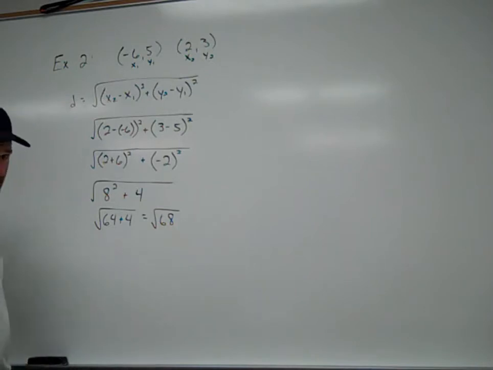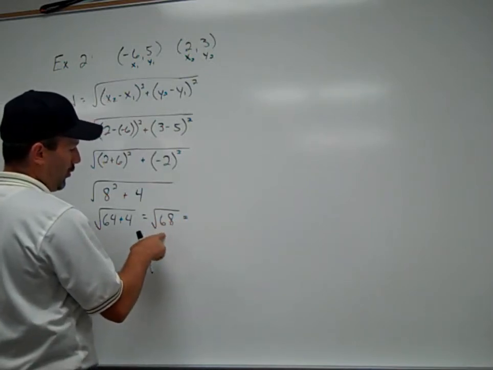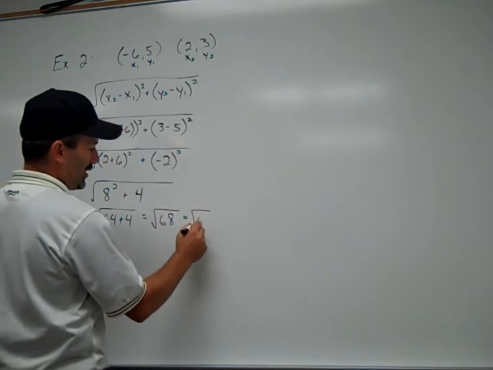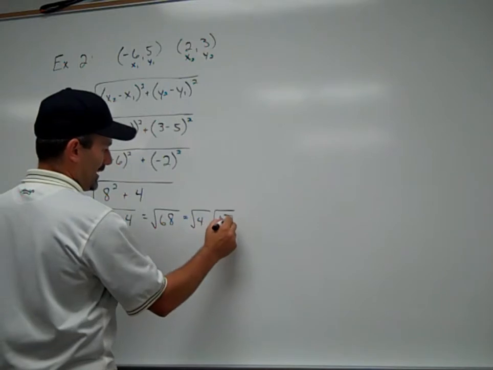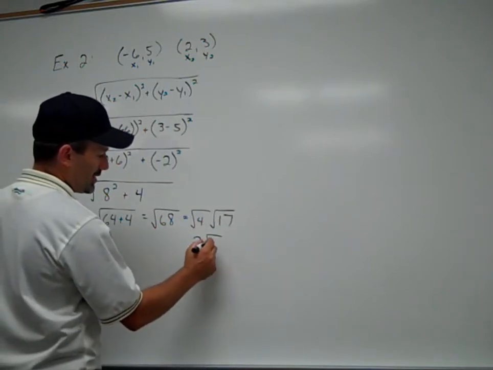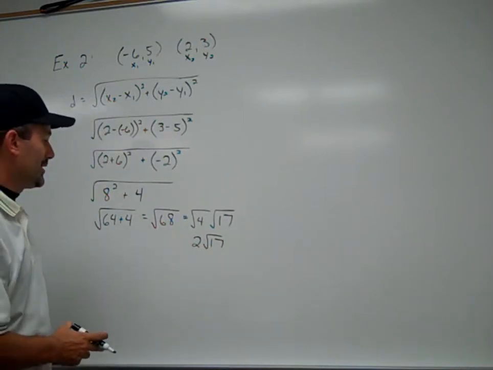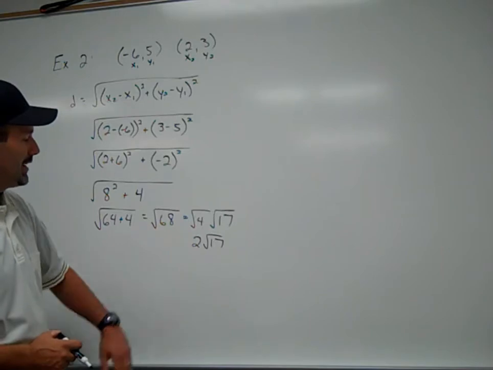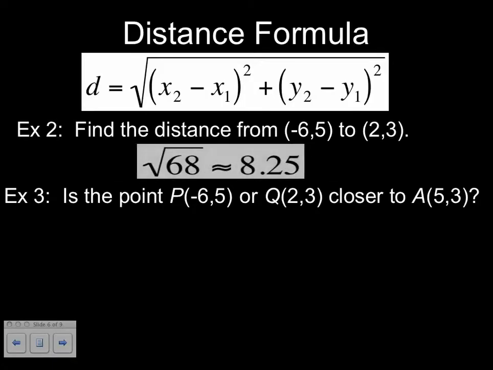If we want the exact answer, we can simplify this by breaking it up. 4 goes into 68, so we can break it up into the square root of 4 times the square root of 17, which gives us an exact answer of 2 root 17. On the PowerPoint, I've got the approximate answer there. Okay, so you've got your exact answer or the approximate answer on the PowerPoint. That distance is the square root of 68, which is approximately 8.25.